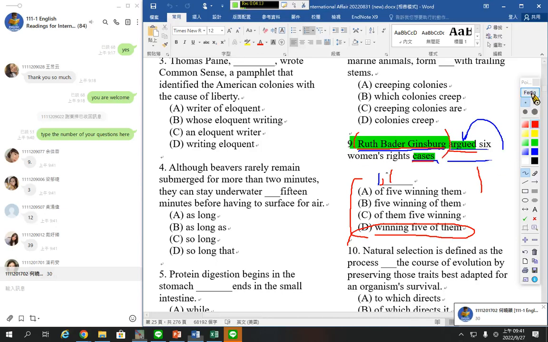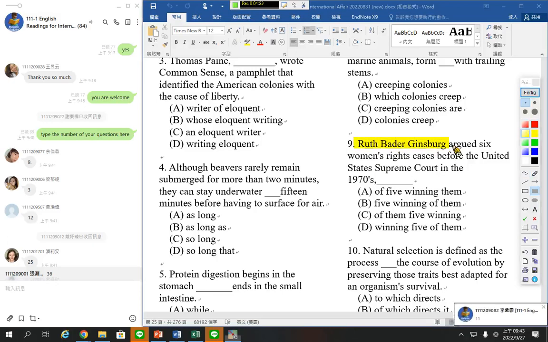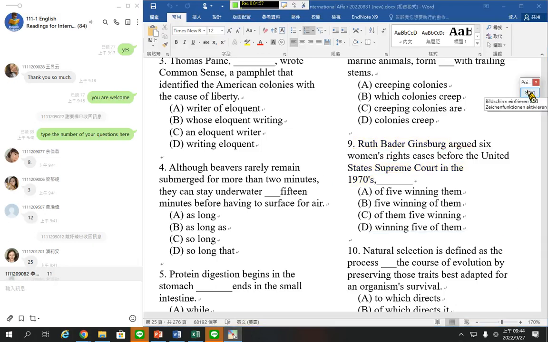So if we want to extend the sentence into two, we can do this. The first one is Ruth Bader Ginsburg argued six women's rights cases before the United States Supreme Court in the 1970s. And we can put a period here. Another sentence will start with she won five of them. Is that right? So we just omit she won and replace it with winning. So this is the only answer we can have. It's very simple.